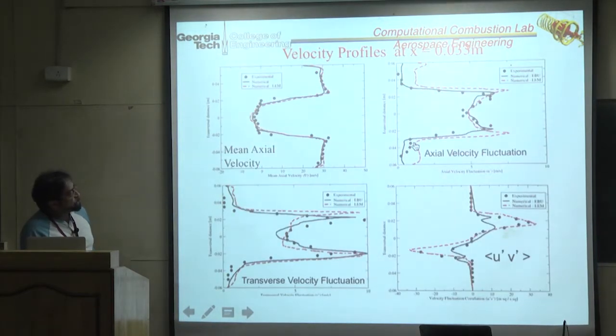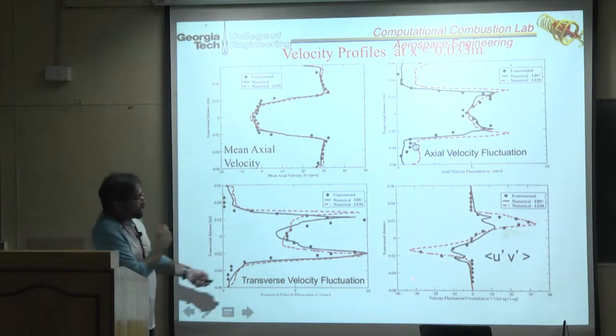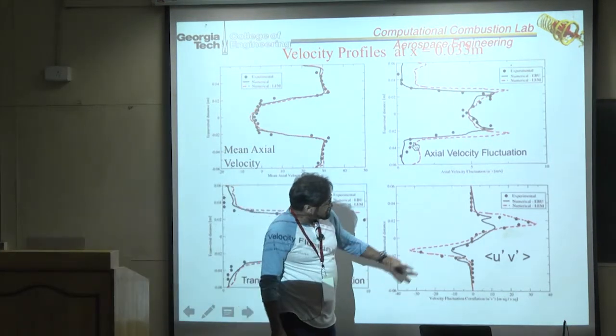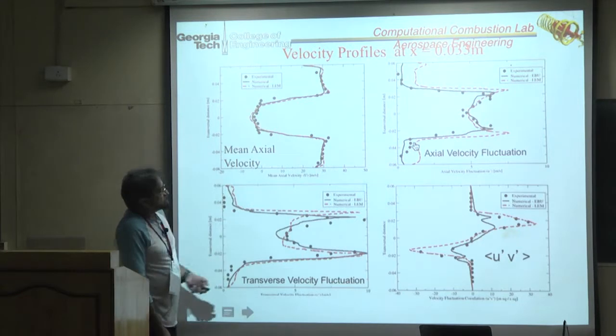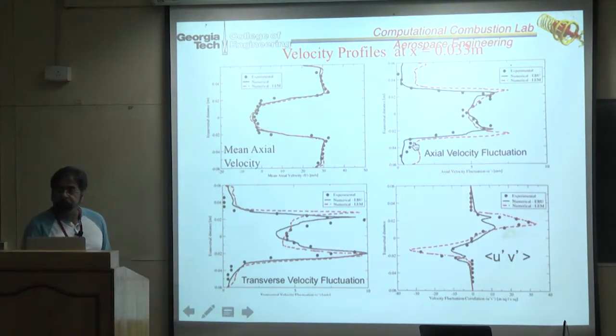When we go to look at more fluctuating quantities, the mean axial velocity, like I said, comes out okay, just like in the Furby's work. But when you look at Reynolds stresses and some of the other turbulent quantities, you start seeing differences: EBU is not predicting the shear layer physics very well.